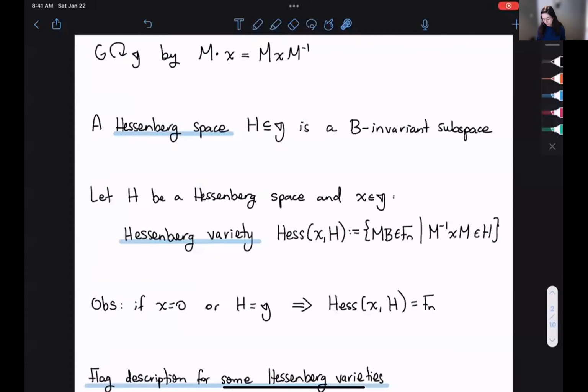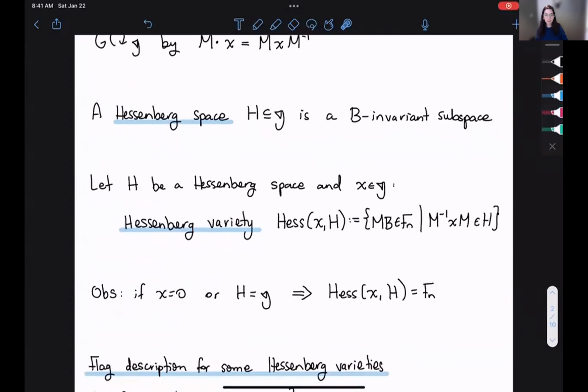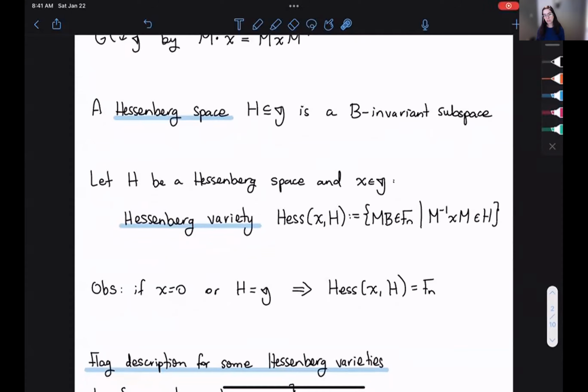Now, I have nothing against this description, but it's a bit more abstract, and it would be nice to have a flag description, in the sense of which flags lie in it. You can say this gives you a flag description because each coset gives you a flag, but can you be more direct, just as we were with Schubert varieties? And under some instances, you can be more direct.